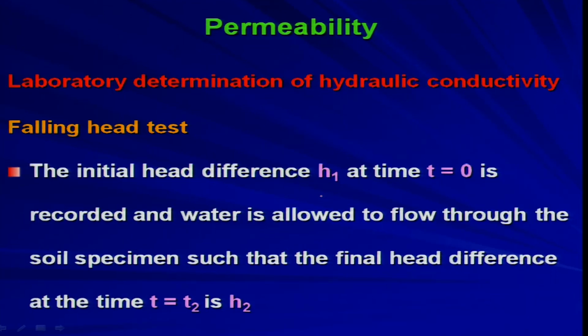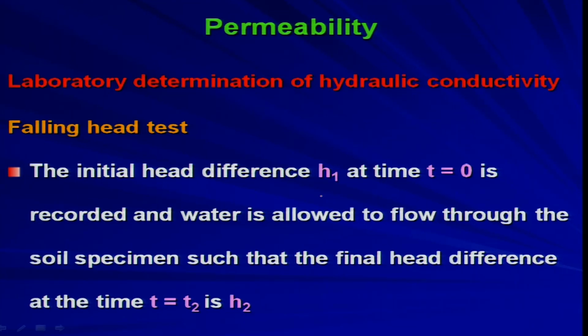Now, the initial head difference H1 is measured at time t equal to 0. That is the initiation of the test, the starting point of the test. So, the initial head difference H1 at time t equal to 0 is recorded, and water is allowed to flow through the soil specimen such that the final head difference at some time T2 is H2. So, basically at t equal to 0 your head difference is H1, and at t equal to T2 your head difference is H2.